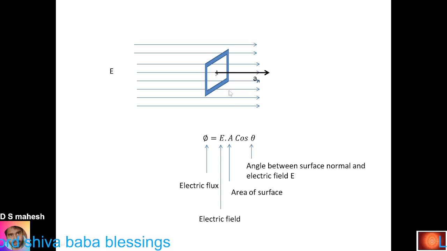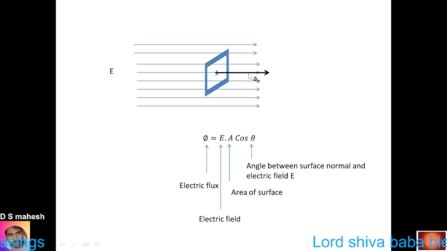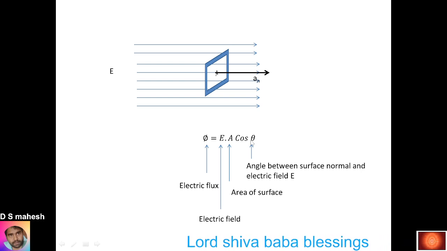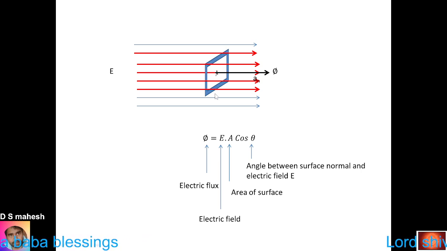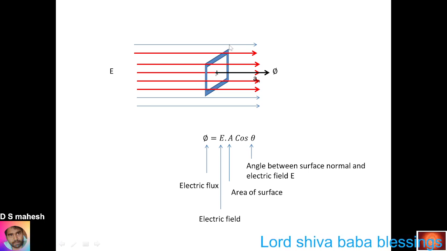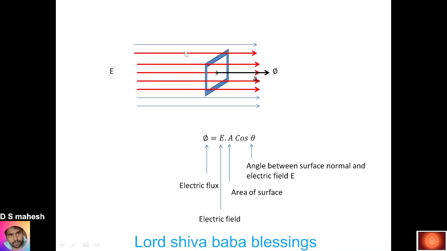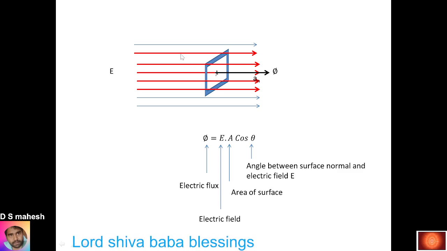So look over here. So the angle between the normal and the electric field lines is 0. So this cos theta will become cos 0. So that will be equal to 1. So that will be E dot A. So if you look over here, 1, 2, 3, 4, 5 electric field lines are entering the surface. It is being captured by the surface, and the remaining electric field lines are not captured by the surface. So the electric field lines shown in the red mark represent electric flux.